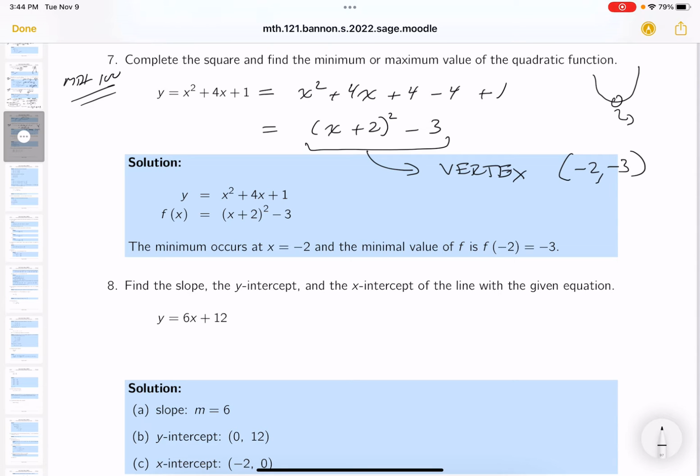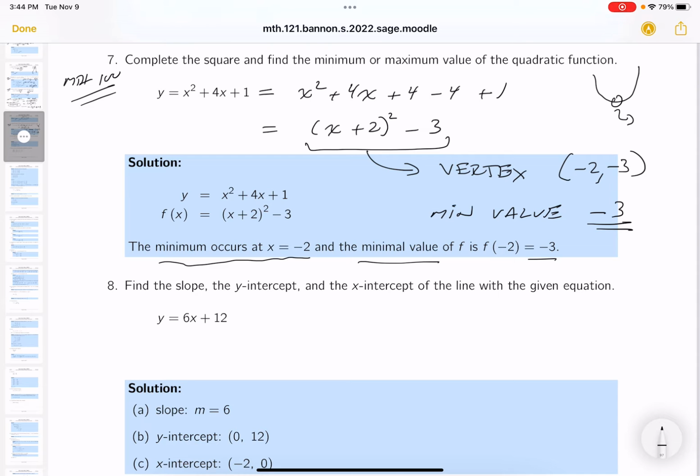So what's the minimum value? The minimum value is minus 3. All right, where does it occur? It occurs at minus 2. So let me just make sure. It says minimum value occurs at minus 2, and the minimum value is minus 3. And I did that by completing the square, which is not a bad way of doing it, by the way.